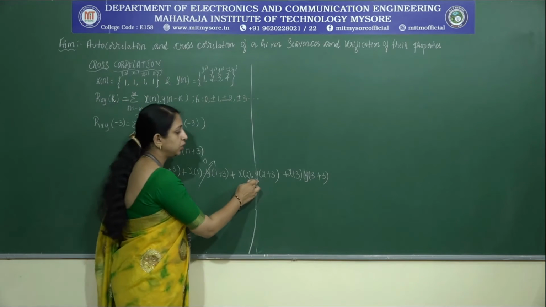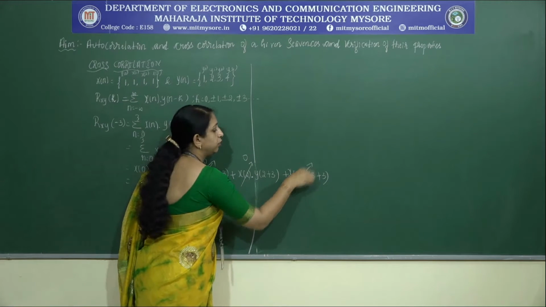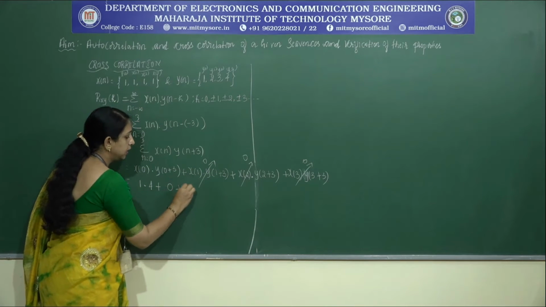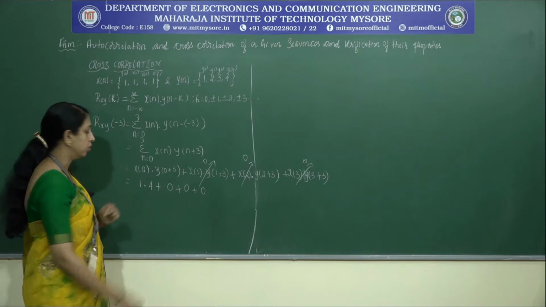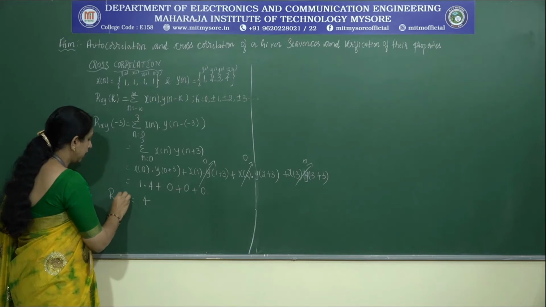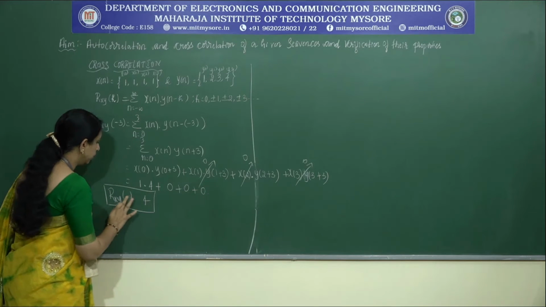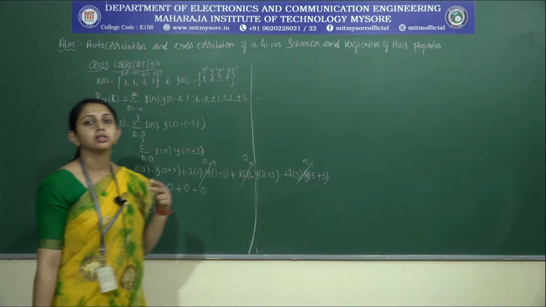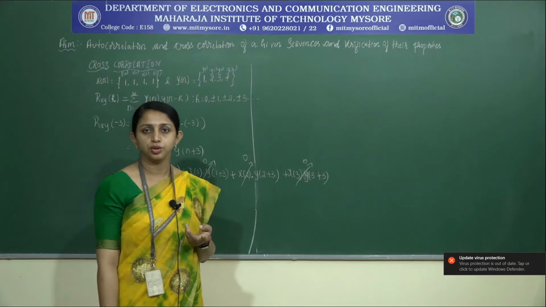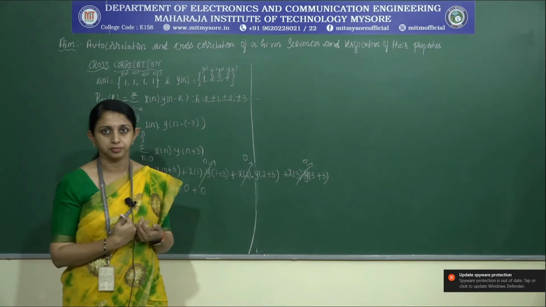In the same way, here we don't have a value for y of 5. This is also 0. And we don't have a value for y of 6 also. It will become equal to 0. So, it is 0 plus 0 plus 0. So, 1 into 4. Here you are going to get a value of 4. That is Rxy of k. The first value of it will be equal to 4. So, similar to this, you need to solve the entire equation for different values of k ranging from minus 2, minus 1, 0, plus 1, plus 2, plus 3.